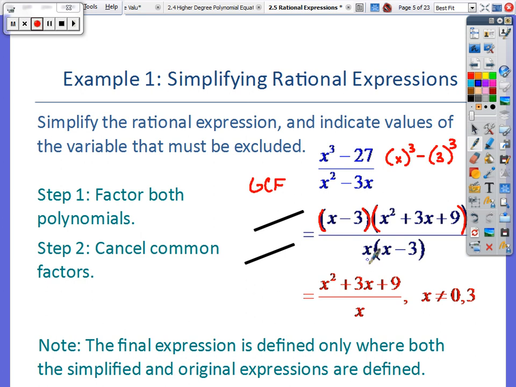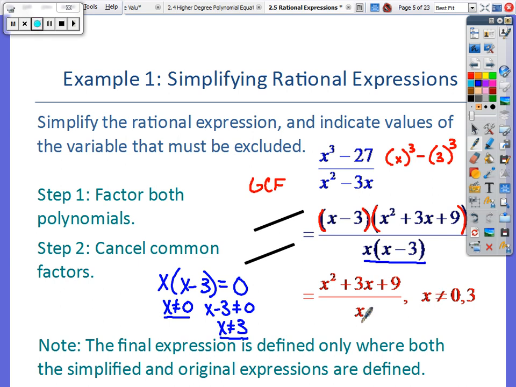Let's go ahead and set our denominator equal to 0. I'm going to take our product and set it equal to 0 to identify what makes the denominator 0. Well, zero factor property says x cannot equal 0, and then x minus 3 cannot equal 0, which means x cannot equal 3. And so we have these two values that are undefined, and you can see that as part of our solution over here. Our simplified expression is that x cannot equal 0, 3.